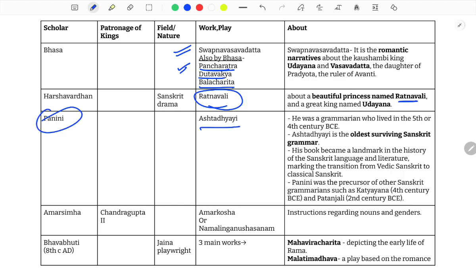Panini's Ashtadhyayi, very important, asked many times. He was a grammarian who lived in the 5th or 4th century BCE. Ashtadhyayi is the oldest surviving Sanskrit grammar. His book became a landmark in the history of the Sanskrit language and literature, marking the transition from Vedic Sanskrit to classical Sanskrit. Panini was the precursor of other Sanskrit grammarians such as Katyayana and Patanjali.